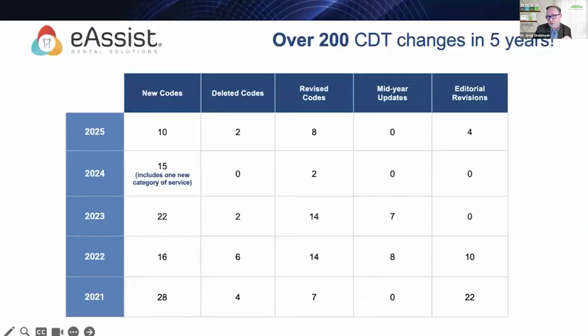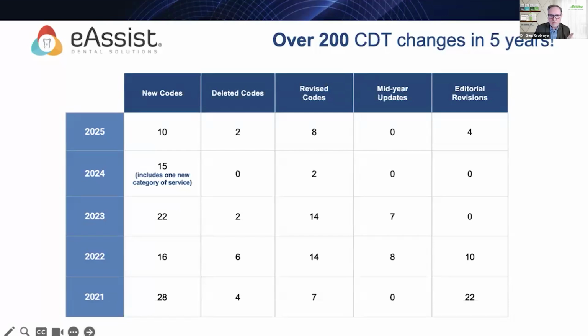200 code changes in the last 5 years. So if you're not keeping up with these ADA code changes, you are way behind the mark. You don't know what's happening. So over 200 code changes within the 5 years. For this particular year, we've got 24 that we're going over tonight.